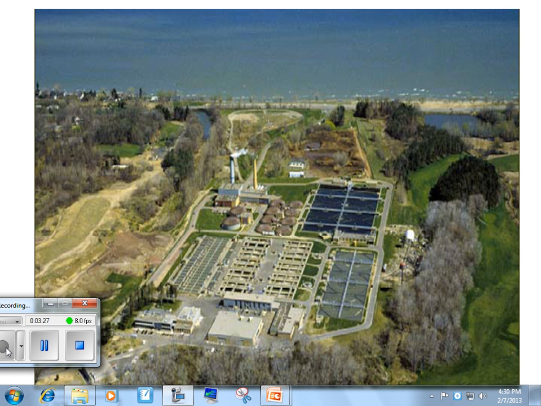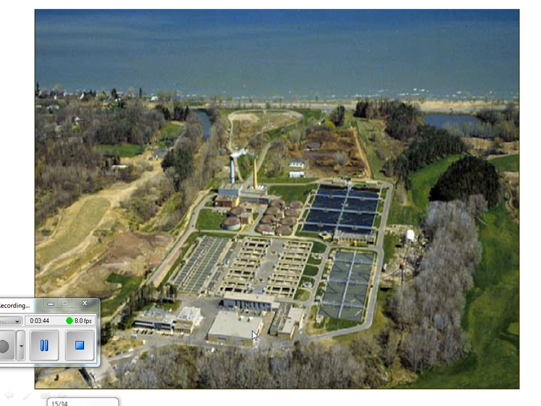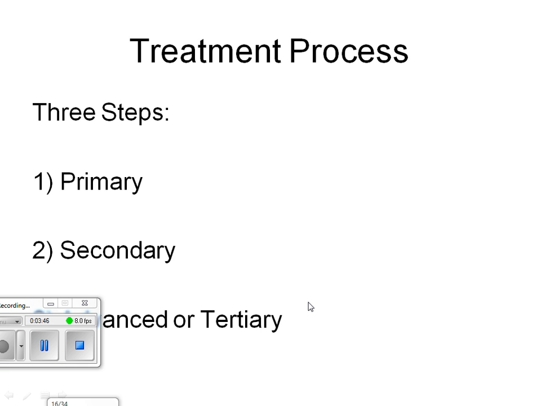So by looking at this aerial photograph, you can start to see how it's segmented into these distinctive sections, and that speaks to the nature of how this whole wastewater treatment facility actually operates. Wastewater treatment plants typically have 3 steps to their treatment process. The first step is known as primary. This is a physical method of removing large objects and debris and the organic solids from the waste stream.